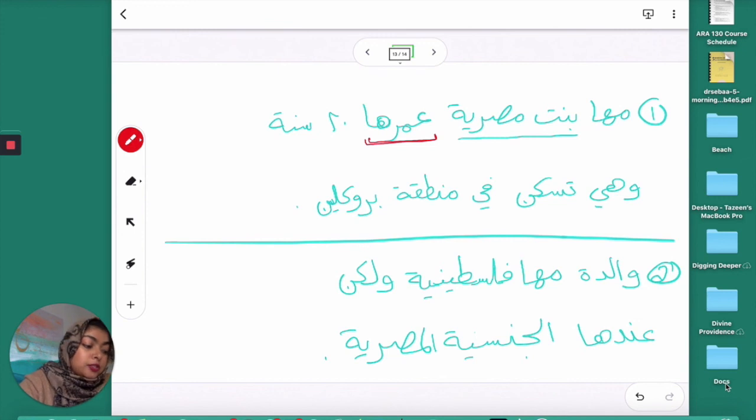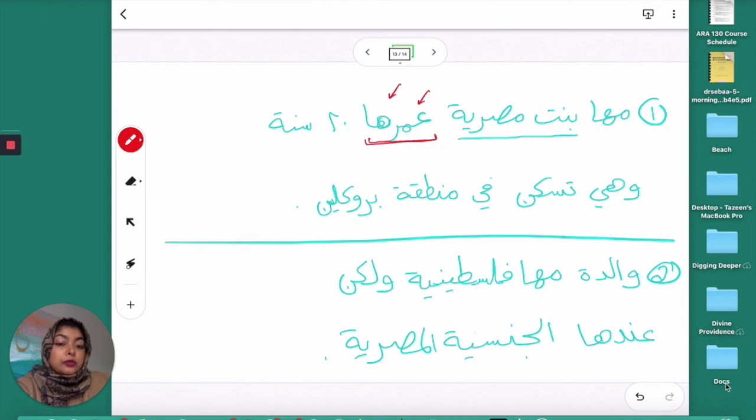Her age. You have a noun right here, and you're attaching a definite pronoun. So anytime you have a pronoun at the end, you can consider that idafa. It's the age of hers. عمرها 20 سنة. She's 20 years old.